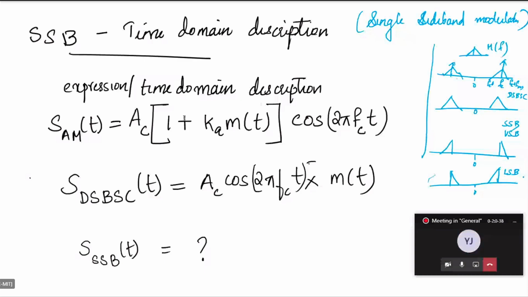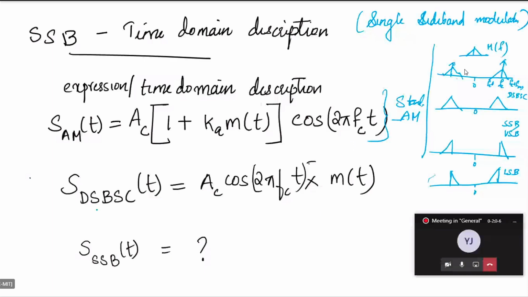Time domain description. Time domain description means how you are writing that. So to explain the time domain description of the signal as such, this is the equation for an AM, for a normal standard AM. The time domain description is like this: Ac into 1 plus Ka into m(t), which is the envelope, this part is the envelope, and cos 2 pi fc t. So this is the time domain description of an AM.